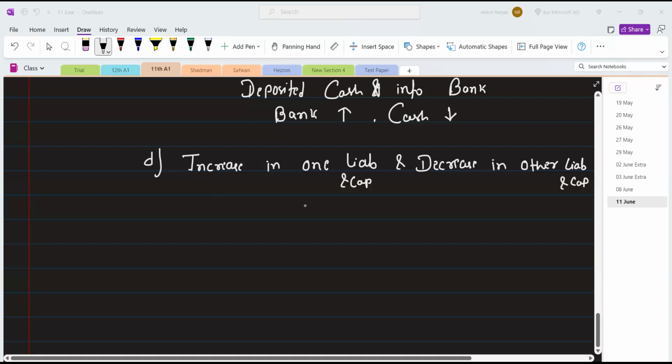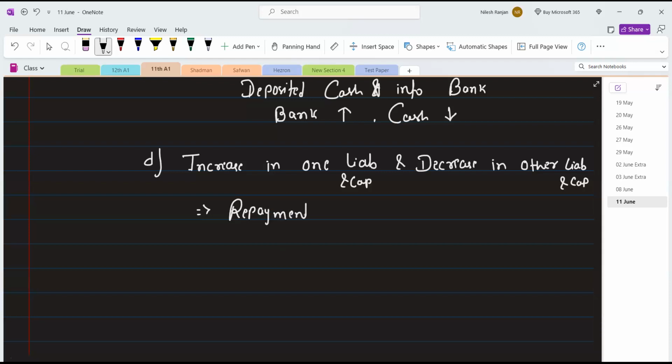So increase in one liability and capital and decrease in one other liability and capital. First of all, what you said, I will write that repayment of loan by taking another loan. Yes, sir, this is what you told me. Okay.